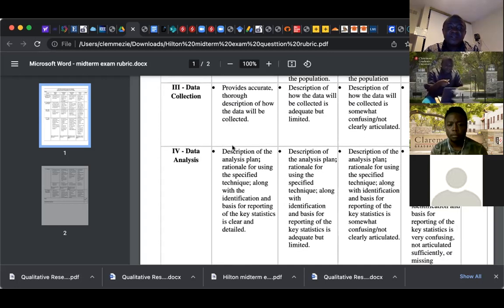They'll provide an accurate description. Okay, description of analysis plan, rationale for using the specified technique. Is it a quick question, Clement? Yeah. When we mention maybe an interview, semi-structured or structured, do you advise us to give an example of the actual question that you will ask?